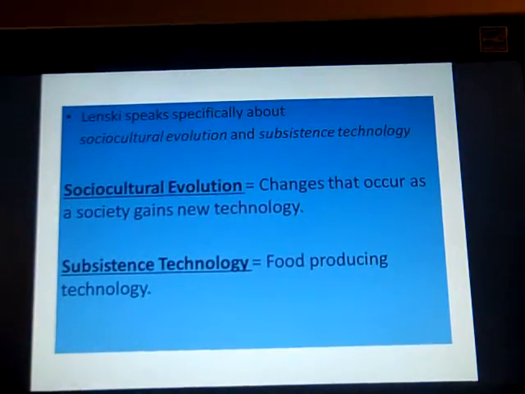And Linsky speaks specifically about what he calls, and I've used these terms already, but now we're going to define them, sociocultural evolution and subsistence technology. Linsky stresses that with sociocultural evolution, changes occur as a society gains new technology. So technology is sort of the driving force that causes cultural change. And certainly you can see where that could be true.